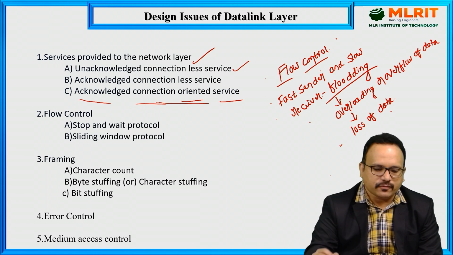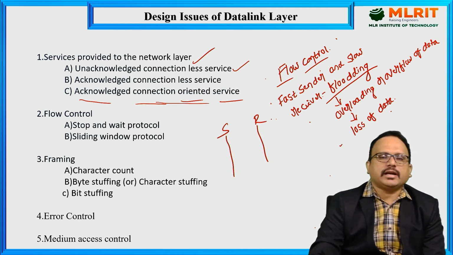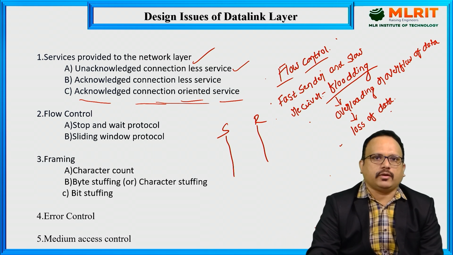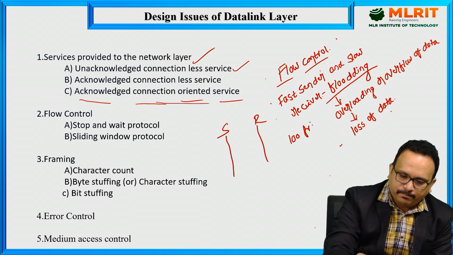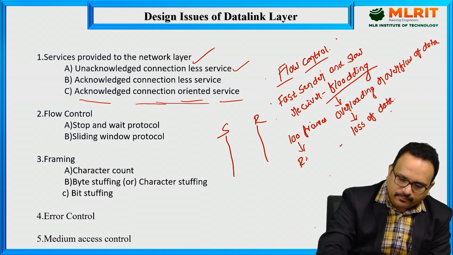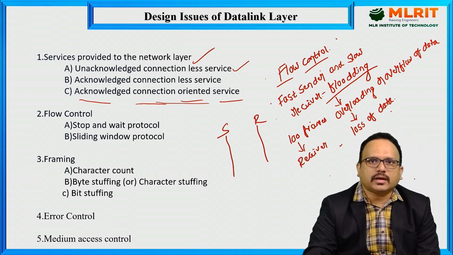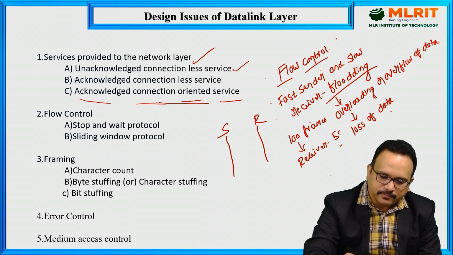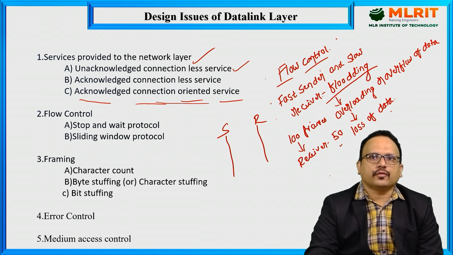Simple example. Here we have a sender and a receiver. Suppose per unit interval of time the sender is sending 100 frames of data at a time to the receiver, but the receiver has finite buffer space and can accommodate only 50 frames of data. What happens? The rest of the 50 frames will be lost. To overcome this loss, we use the flow control mechanism.